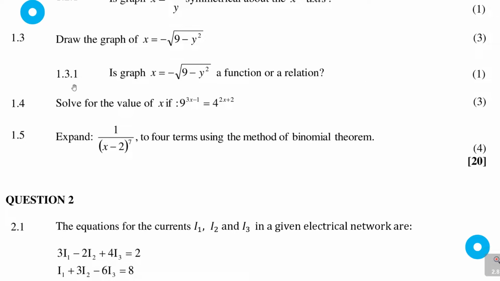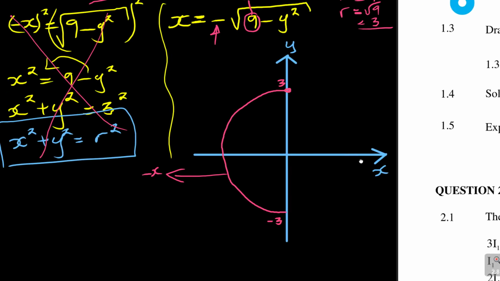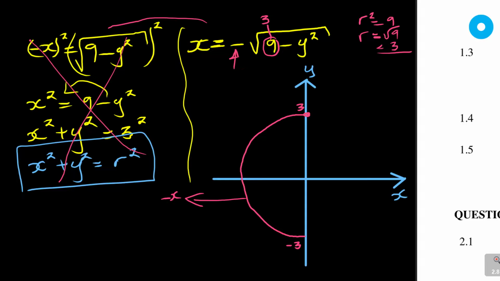And then they're saying 1.3.1, is the graph x is equal to this a function or a relation? This graph is not a function, because if you want to test functionality, you test with a vertical line test, sorry. The vertical line test will fail, because one value of x gives 2 values of y. You see, we have got here, we have got here, right? Okay, this is still fine.